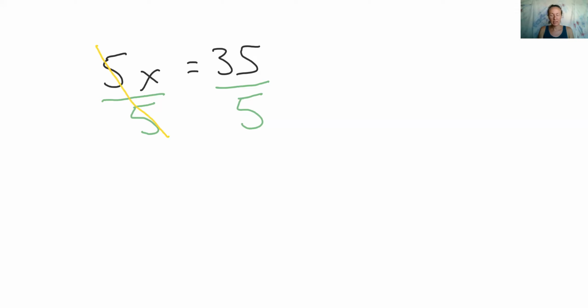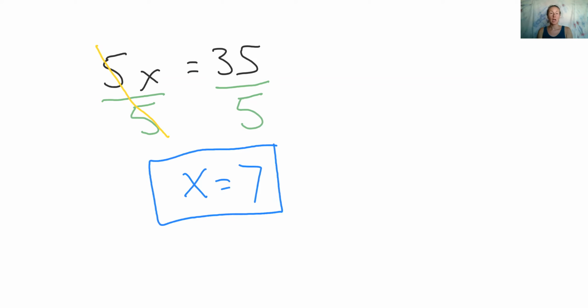Okay. So here our 5s cancel out, and 35 divided by 5 is 7. So we get that x equals 7. Okay. So that's solving equations with rational expressions. Let's go through another example.